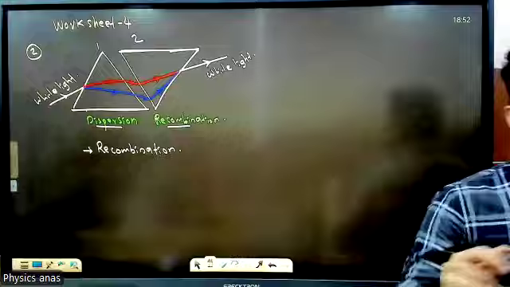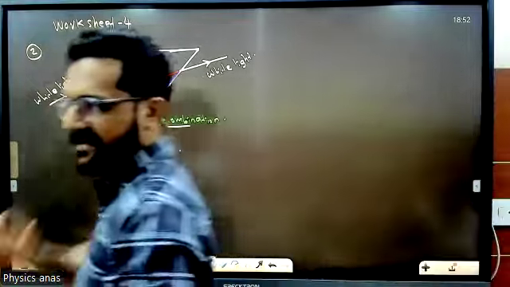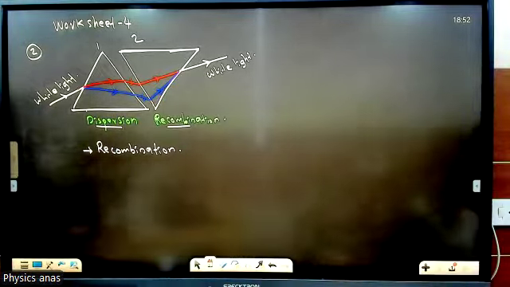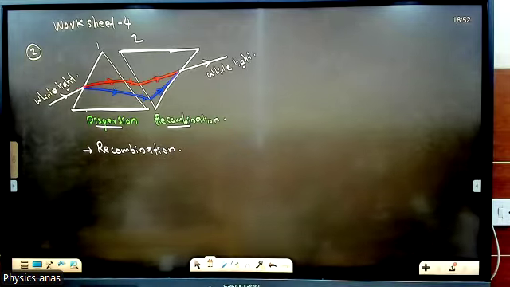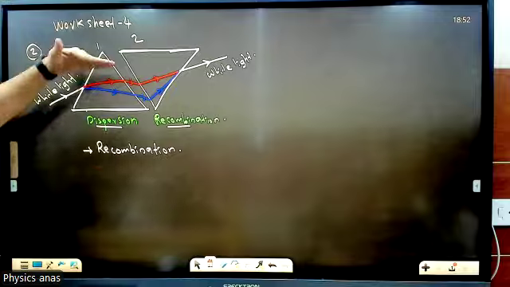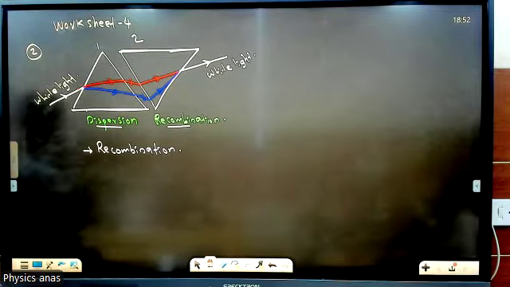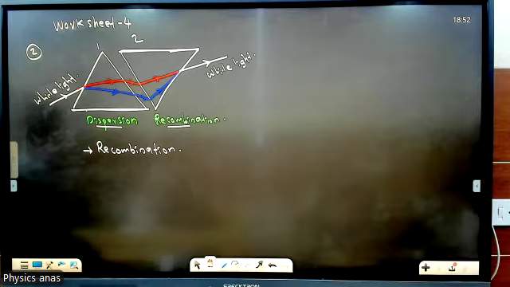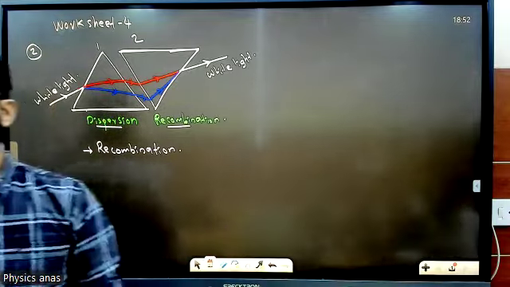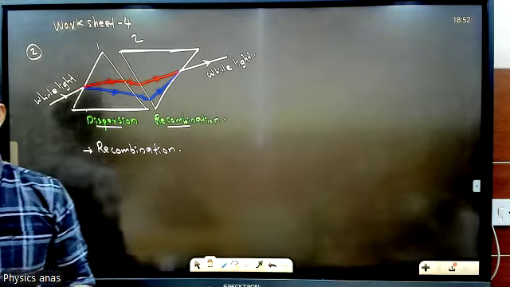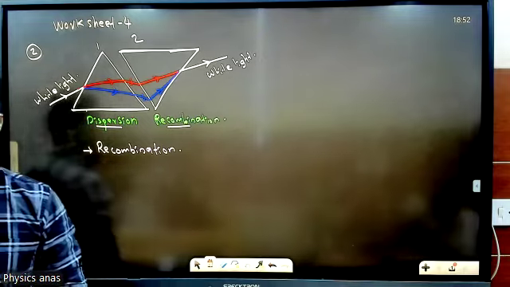Now, let me ask you a question related to this. Just a question, you don't have to write it. I'll just ask it, you can answer me. Which of these colors has the greater wavelength? Red has greater wavelength. Which has the shorter wavelength? Violet has the shorter wavelength, right?